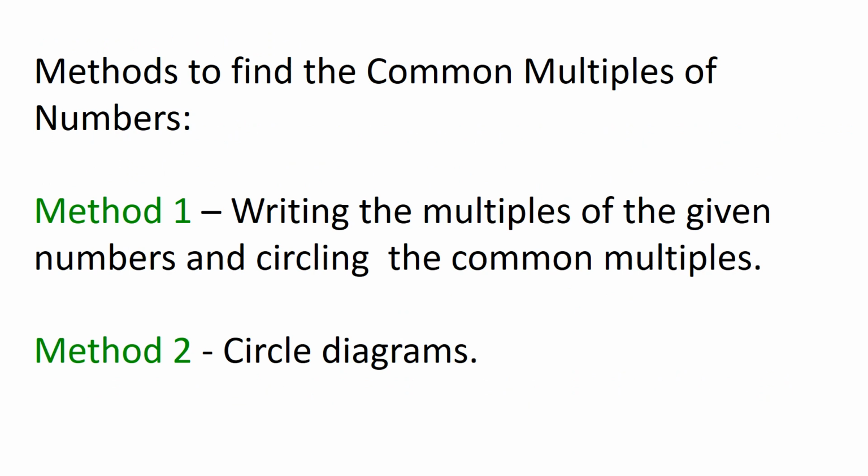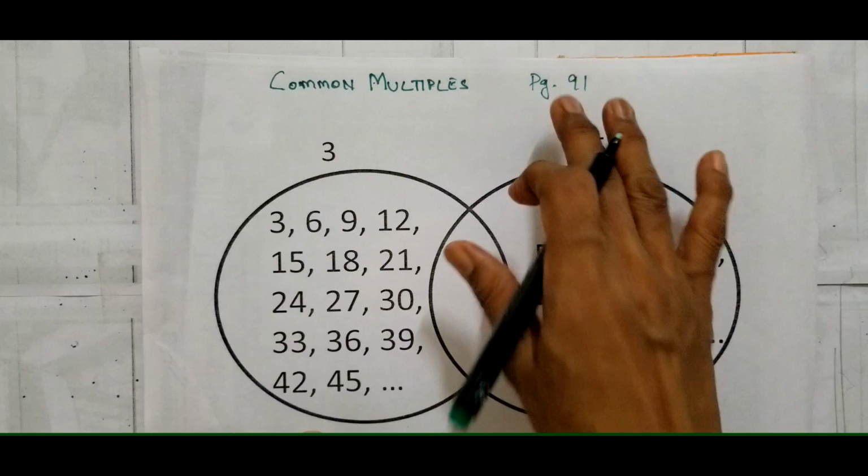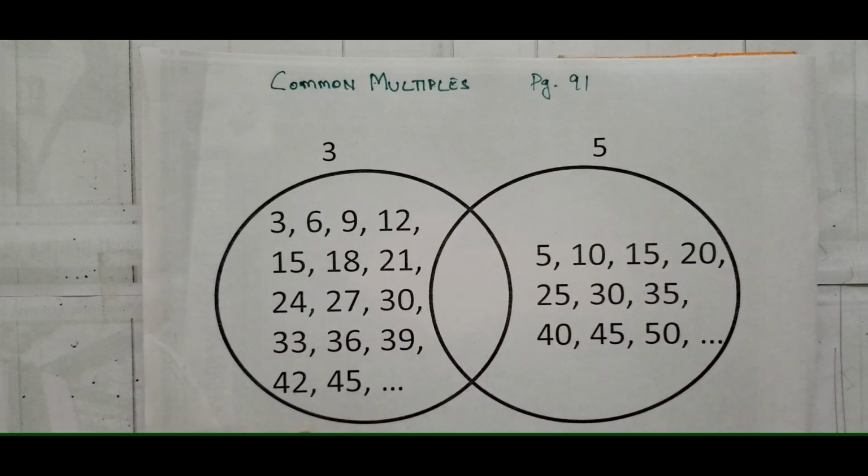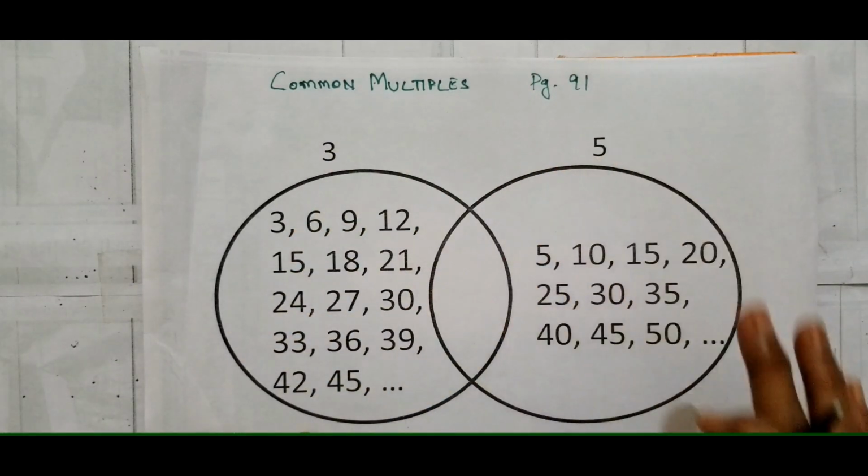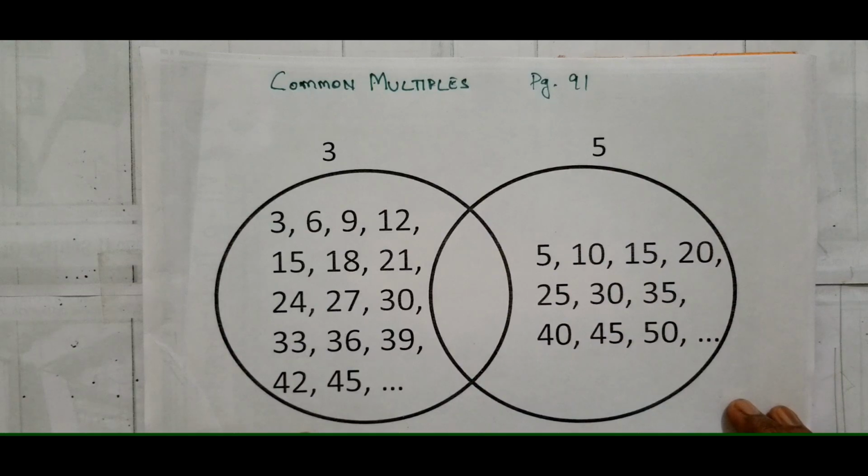There are 2 methods to find the common multiples of numbers. One way is by writing the multiples of the given numbers and circling the common multiples. The second way is through circle diagrams. Common multiples, page number 91. We are going to find the common multiples of 3 and 5 by both methods.